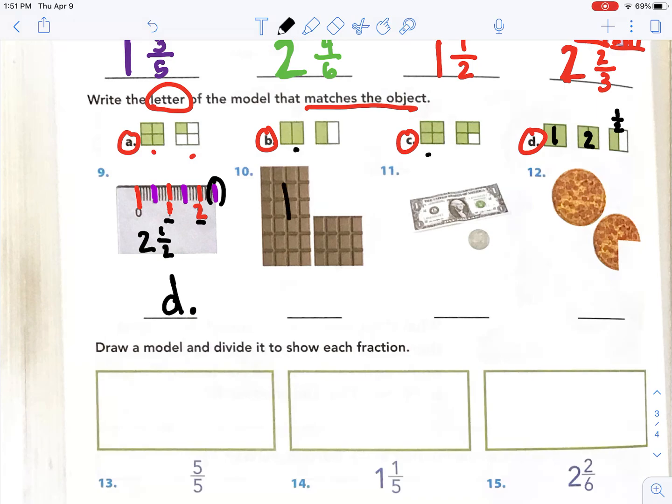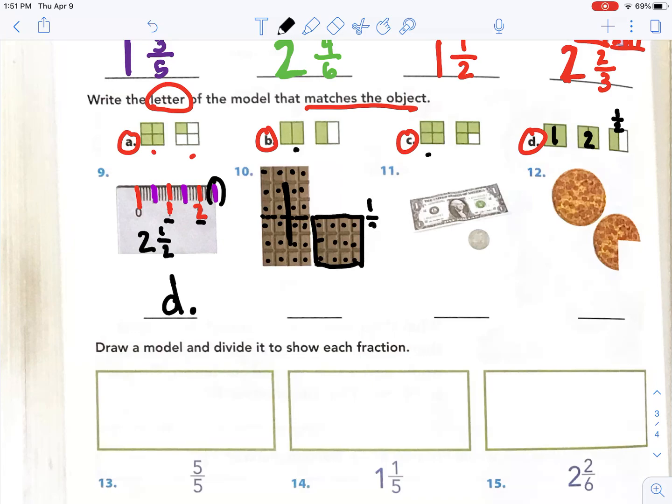Okay, look at number 10. So we have 1 whole chocolate bar. And I can tell you, let's see, how many squares? Is this a half? See if it matches. Yes. And I can know for sure because I can do this. Watch. 1, 2, 3, 4, 5, 6, 7, 8, 9, 10, 11, 12, 13, 14, 15, 16, 17, 18, 19, 20, 21, 22, 23, 24. So half of 24 is 12. And look at this. 1, 2, 3, 4, 5, 6, 7, 8, 9, 10, 11, 12. Or I can just do this. That is halfway. Okay, there's halfway.